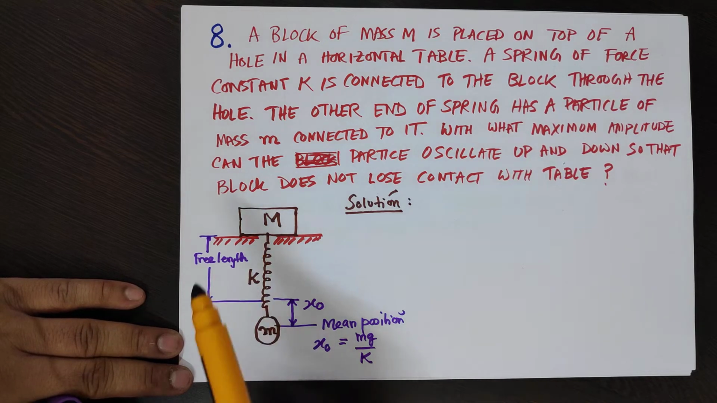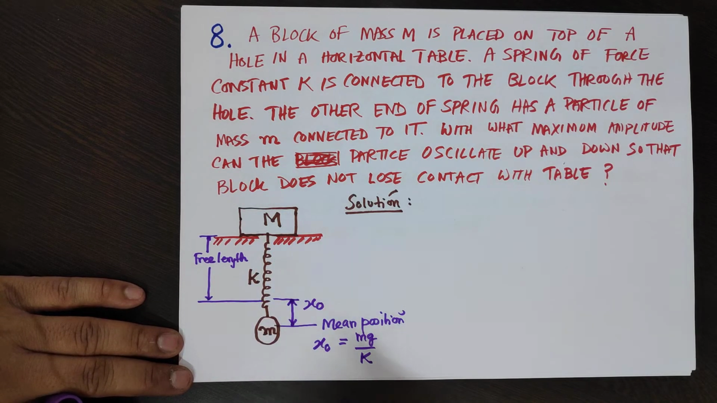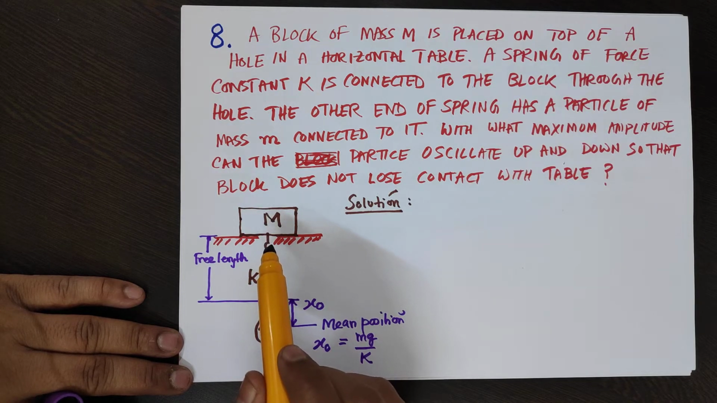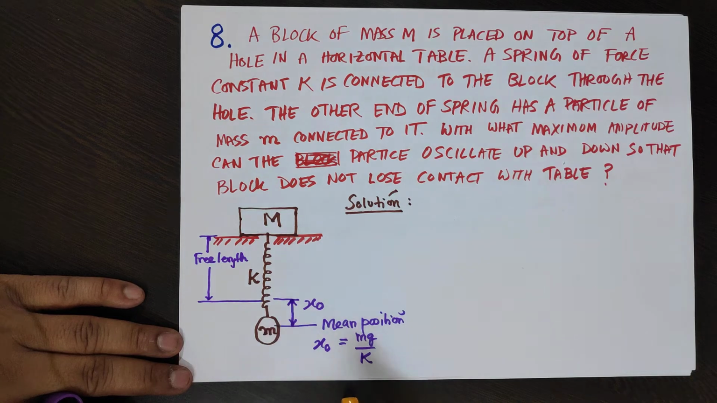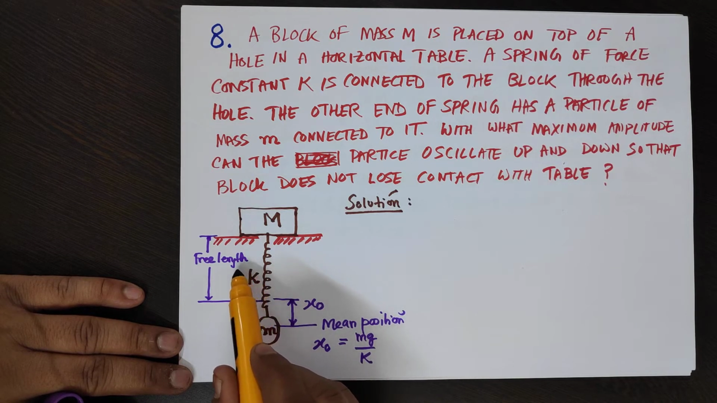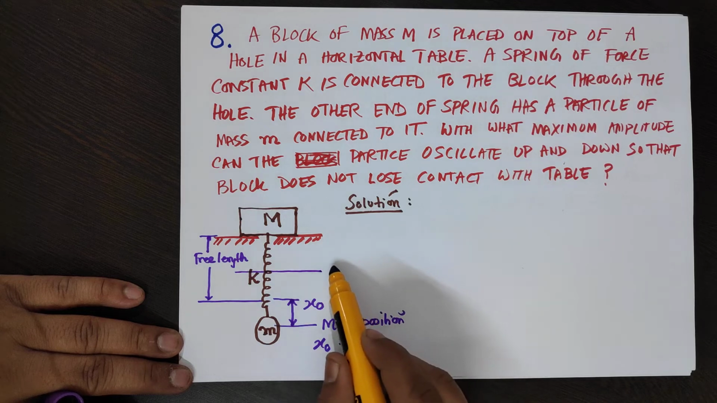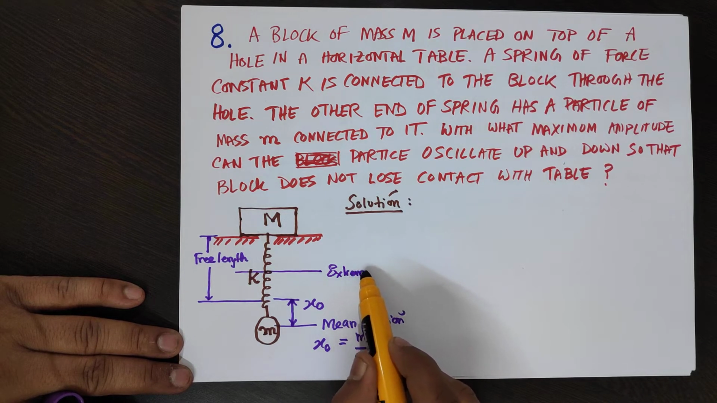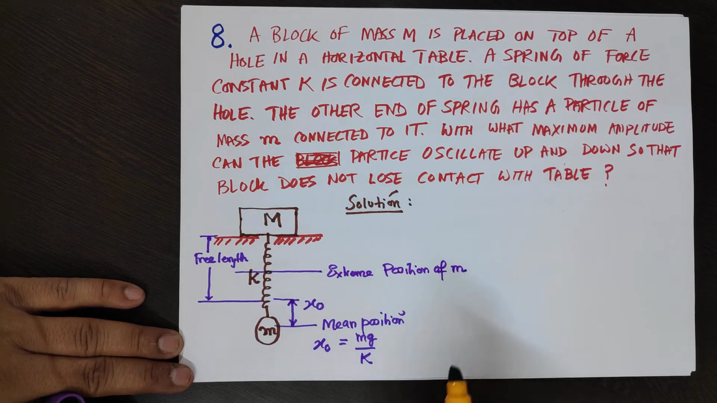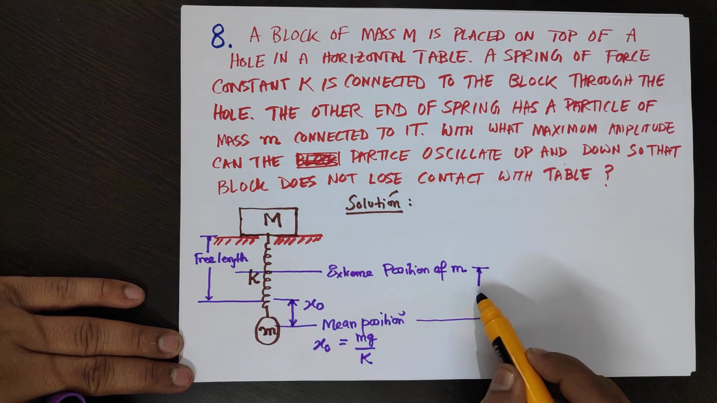Now this block will lose contact with the table when the compressive force of the spring on the block upward will be equal to this weight capital Mg. Now this compressive force will act when this is the extreme position of small m, oscillation of small m. So mean to extreme means the amplitude of oscillation. So this is A.